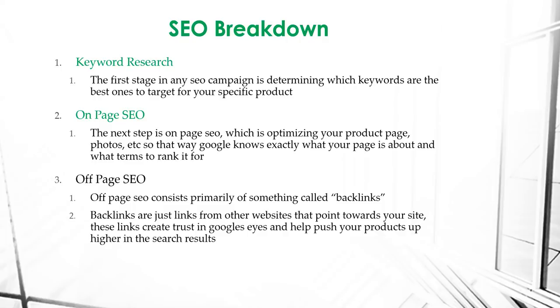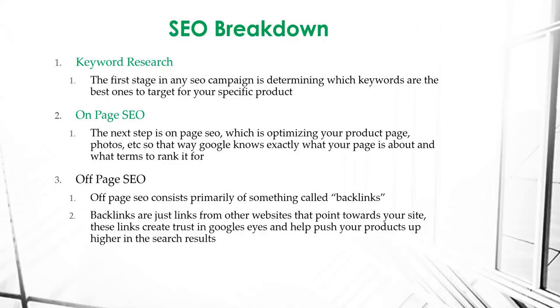And the next step is on-page SEO. This is where we optimize our product page and our product photos. And we do this in a way to where Google's going to know exactly what our page is about, and then what terms to go ahead and show our web page for. And the third step of SEO is off-page. Off-page SEO consists primarily of something called backlinks. Backlinks are just links from other websites that point towards your site. These links create trust in Google's eyes and help push your products up higher in the search results.